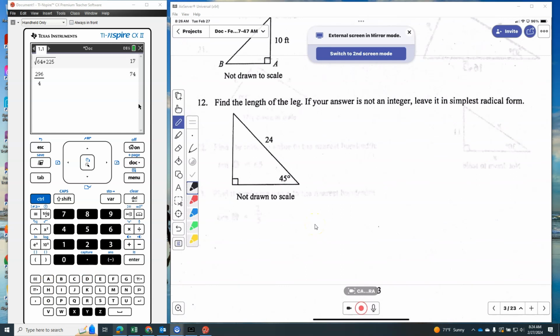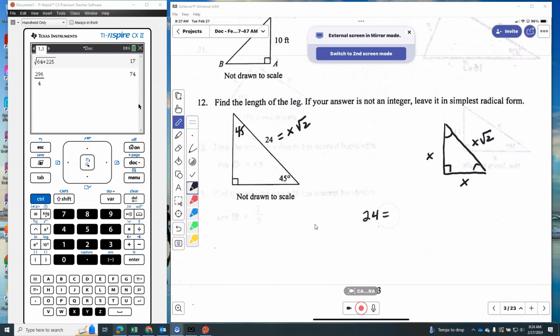Number 12, find the length of the leg. If your answer is not an integer, leave it in simplest radical form. So this is 45, this is 45, that's 90. Remember, you don't have to memorize this. You have that pamphlet, the foldable. So it's x square root of 2. So this will be equal to x times the square root of 2. And you notice we have an equation, so we can solve for x. So I'm going to do it down here.